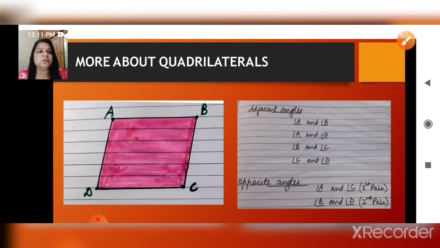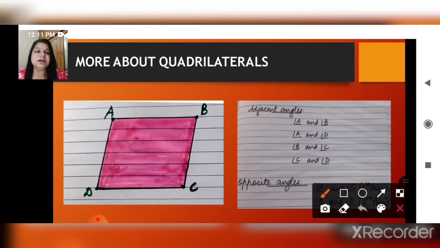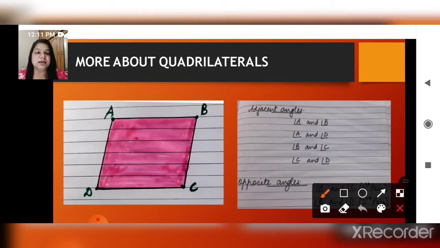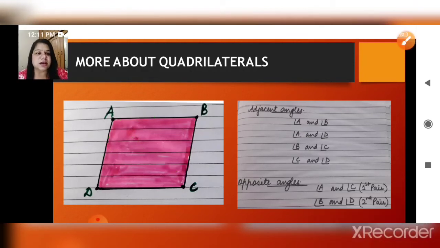Now, what about the opposite angles? Opposite angles are those which do not share any common arm. They do not share any common arm. Okay. So if I talk about angle A, angle A has two arms, AB and AD. You can check here, this is the angle opposite to angle A. So angle A and angle C are opposite to each other, right?